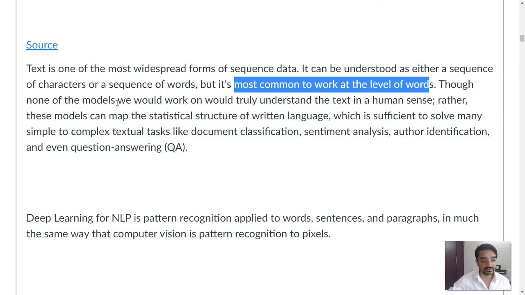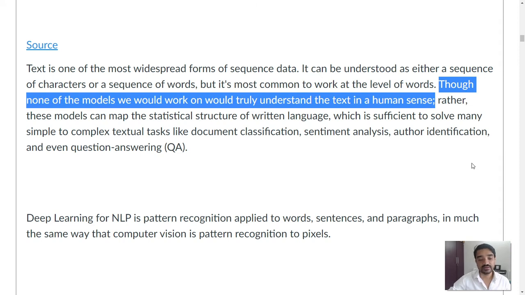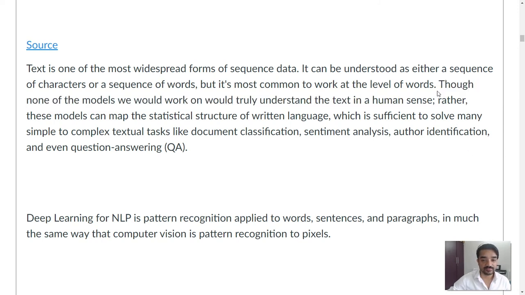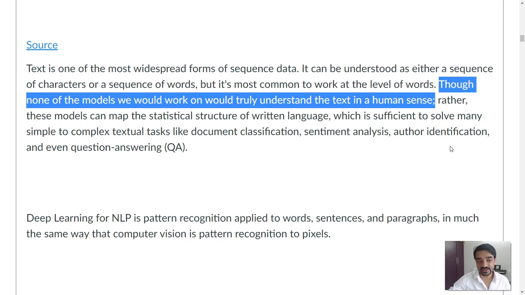Now, none of the models we work on would truly understand a text in a human sense. This is also something you need to understand, that this might not be true about GPT-3 or the really big models, but most of the models which we are going to work on will not understand the words the way we do, right? And this philosophy involved in this particular line says that we are conscious, and that is why we know the meaning of love, the meaning of, let's say, empathy, the meaning of hate, all the words we are good with. All the words we understand.